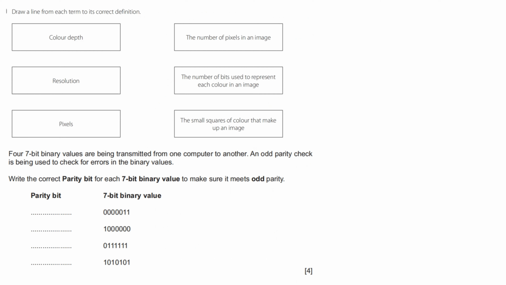Okay, so draw a line from each term to its correct definition. So we have 3 terms. First one is the color depth, then we have resolution, and the last one is pixel. So what is a pixel? A pixel is a small square of a color that makes up an image. So this is the correct one for this.